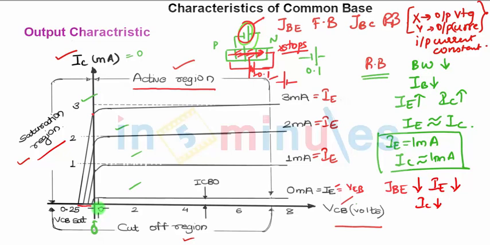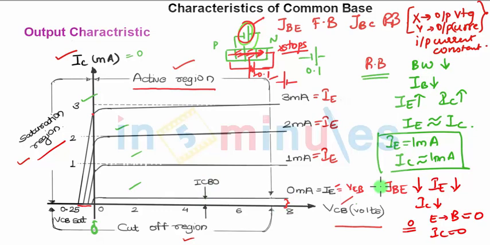Now if VEB is 0, that is, I am making the forward bias voltage 0, then diffusion of electrons from emitter to base will now be 0, right? That means IC ideally should be 0, but here if you see at IE value 0, you are not getting IC to be 0.